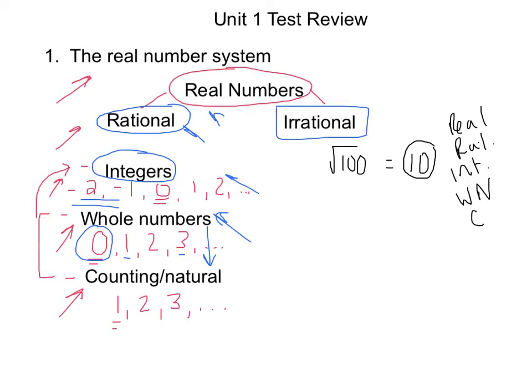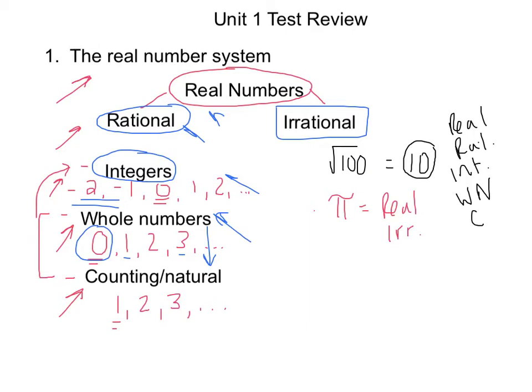Another example is negative pi. We know that pi, yes, we can round it to 3.14. However, we know that it does not have an end, and it is not a repeating decimal. It's just kind of random numbers put together. There is no pattern that we see. So pi is still real, because again, every number we see in this class is real. However, it is irrational.